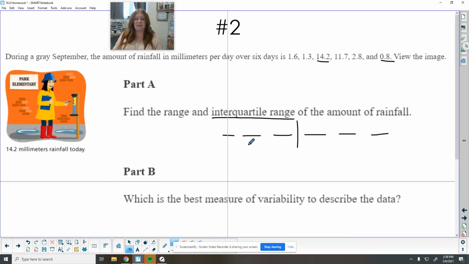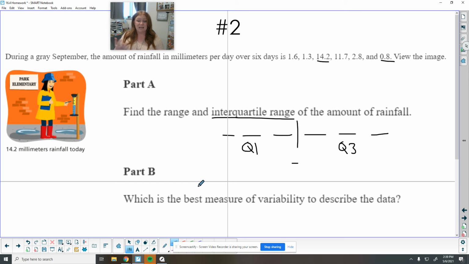Now I want to find Q1, which is in the middle of the first half, and Q3, which is in the middle of the second half, and I find the difference of Q3 minus Q1. Now the question asks, what is the best one to measure this data with? And remember, the better one, the more consistent one, is going to be that smaller number. So which one is smaller?